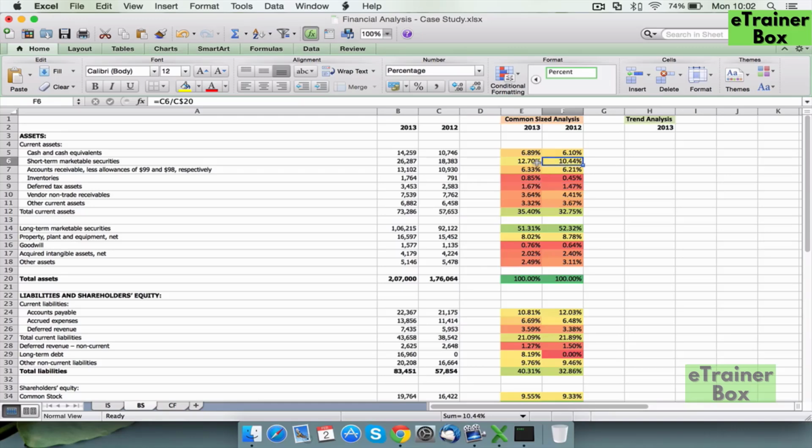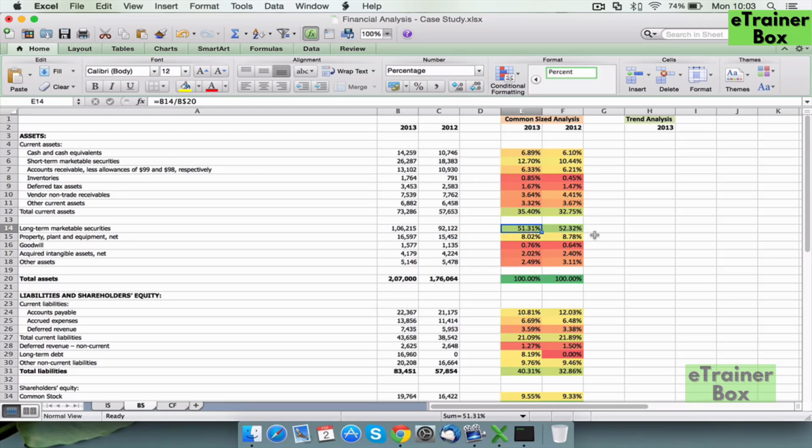Because of this 2% jump in short-term marketable securities, the overall current assets have gone up by 2%, reaching 35%. So on an overall analysis, 35% of all the assets of Apple Inc. are highly liquid, which is really good because 1/3 of its assets can be realized to cash immediately within the next 12 months. The next significant number here is long-term marketable securities.